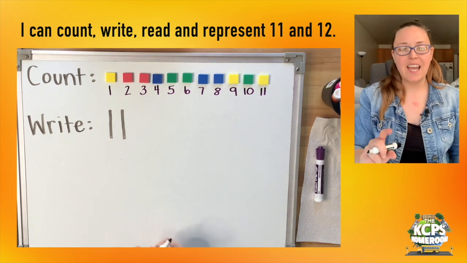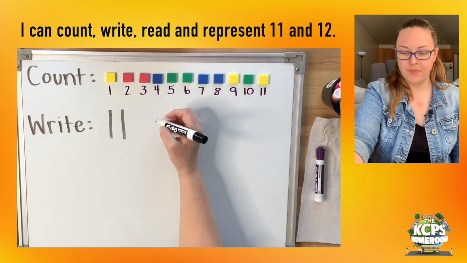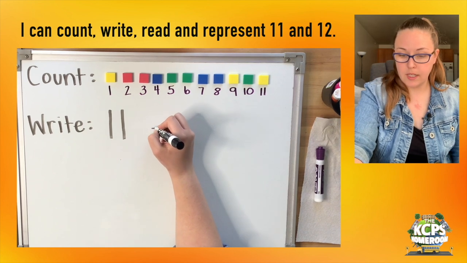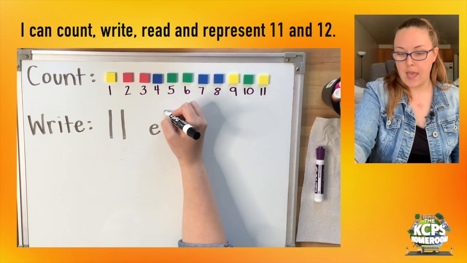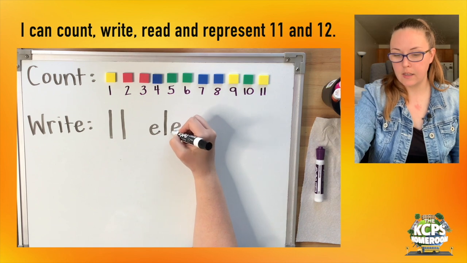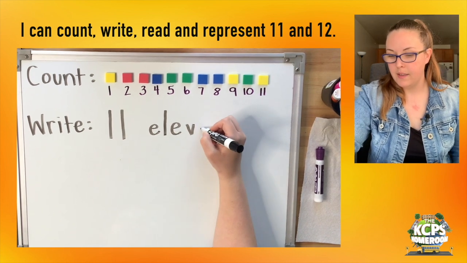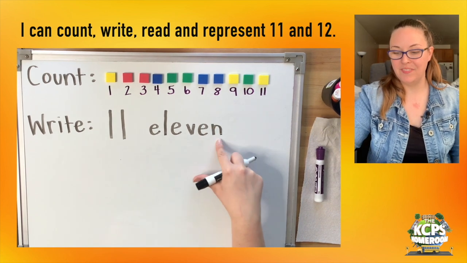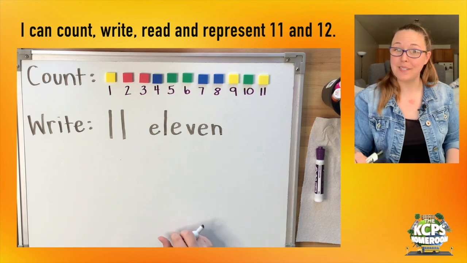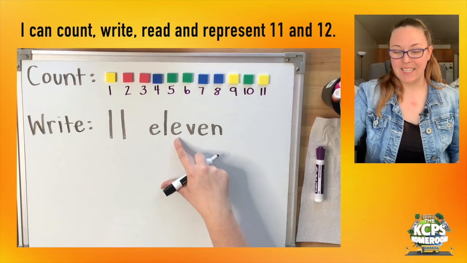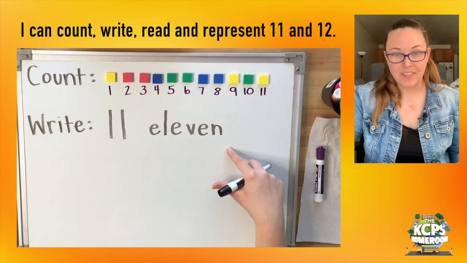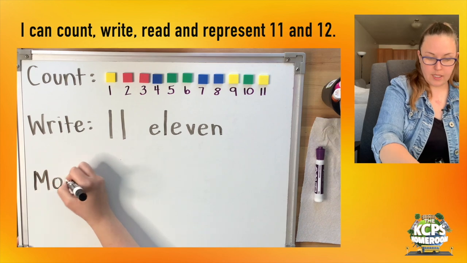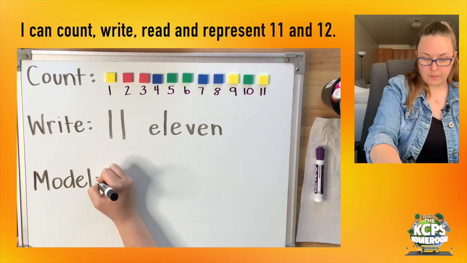Great job. Now let's practice writing the word eleven. It's a little bit longer than some of the other number names we have. It starts with an E. E-L-E-V-E-N. Eleven. If you know how to write your E's, this is a great word to practice writing. E-L-E-V-E-N, eleven. Good job.